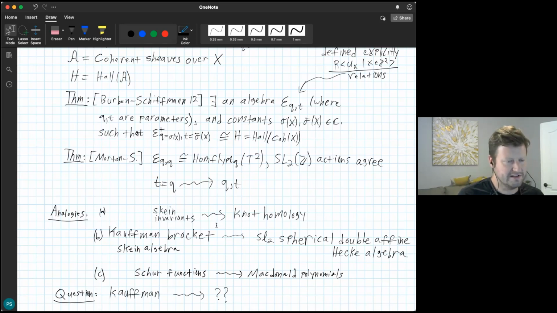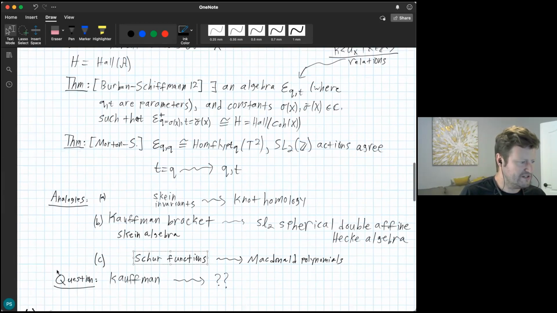So there's a lot of subtlety here. Another analogy which fits into the same picture: if I had looked at the Kauffman bracket skein algebra of the torus, adding the second parameter gives me what's called the spherical double affine Hecke algebra of type SL2. Or in terms of combinatorics, this is like going from Schur functions to Macdonald functions or Macdonald polynomials.